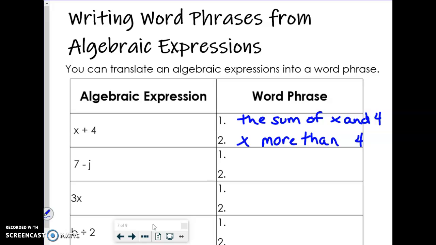Okay, how about subtraction? Did we give you one for subtraction? If anybody's at home and they want to chime in, feel free. How about subtraction? Xavier, just pick a word that means subtraction, and I'll help you write the phrase. 7 take away J. I like that. I didn't have to help you. Right. 7 take away J.